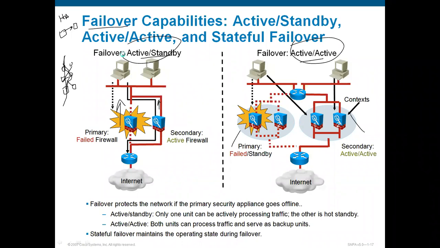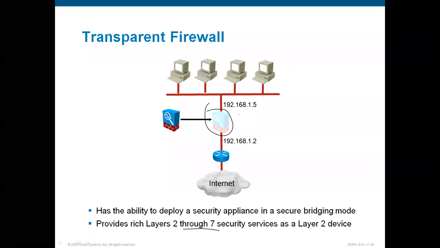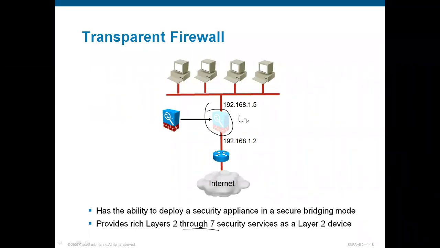So this is the firewall. This one is a transparent firewall. See, it will be there in the LAN, but it will not be visible. It has the ability to deploy security appliances, set up bridge mode, and provide L2 to L3 security services as an L2 device. So you can put a firewall as an L2 device as well, within your LAN.